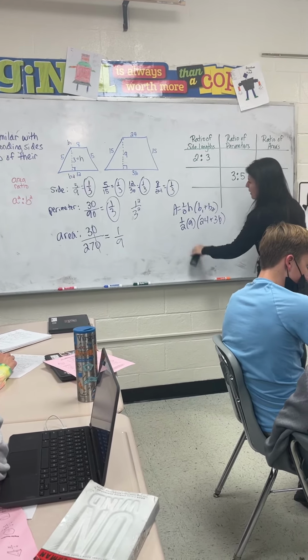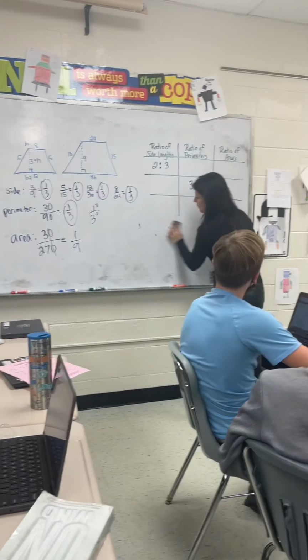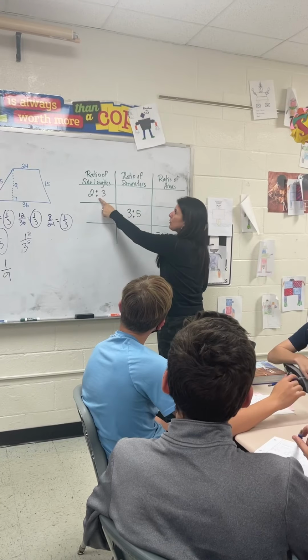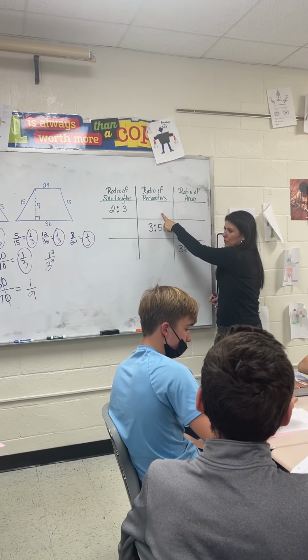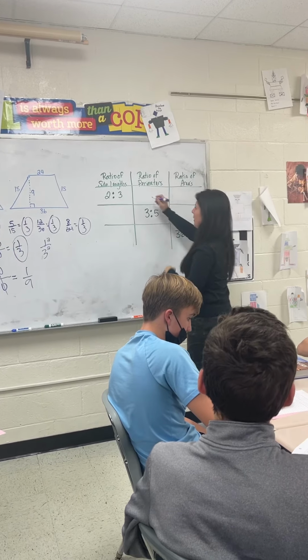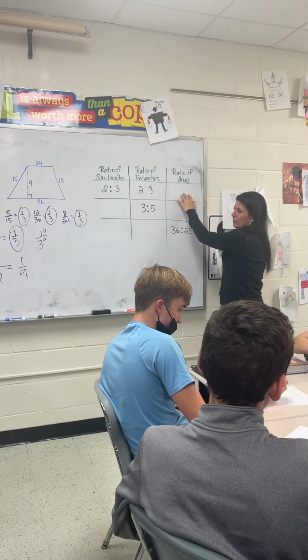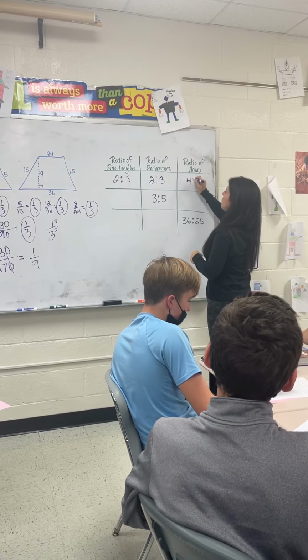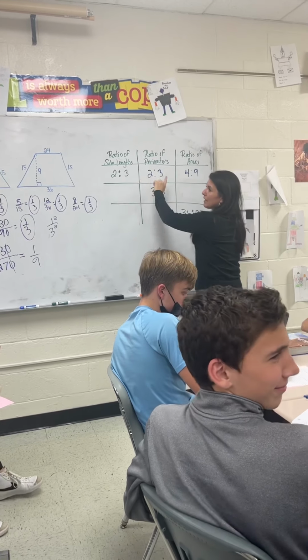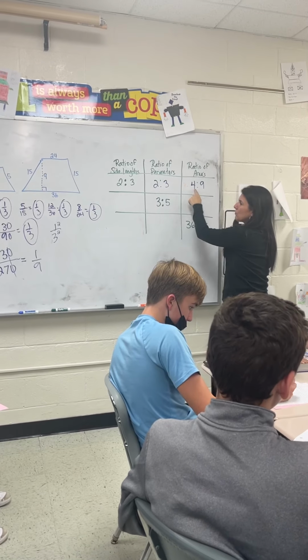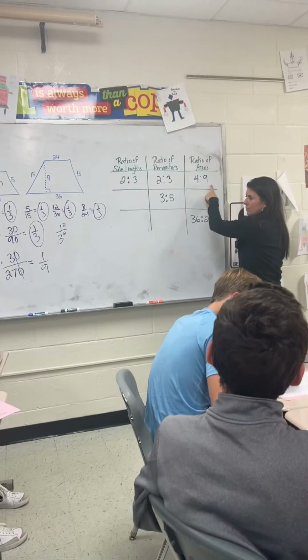So keeping that in mind, let's do our table over here. If I'm given a side length ratio of 2 to 3, what's my perimeter ratio? 2 to 3. What's my area ratio? 4 to 9. So what we're doing is taking either our side length or our perimeter ratio and squaring it. 2 squared is 4, 3 squared is 9.